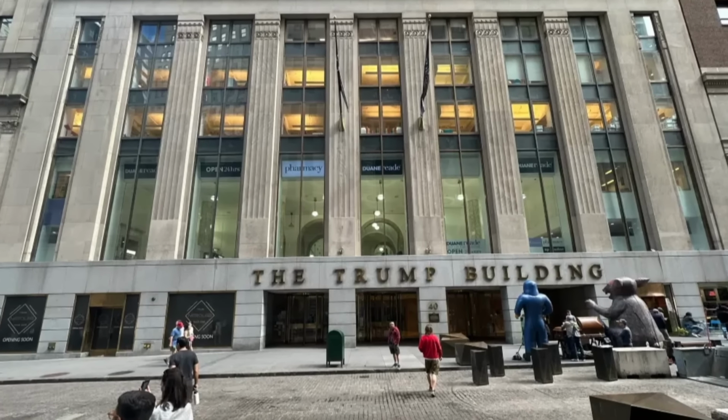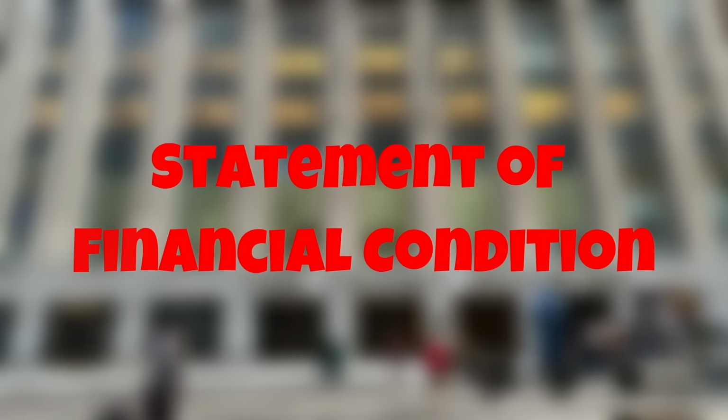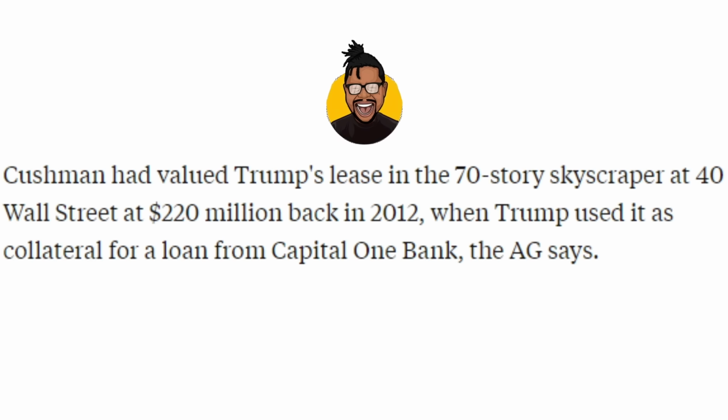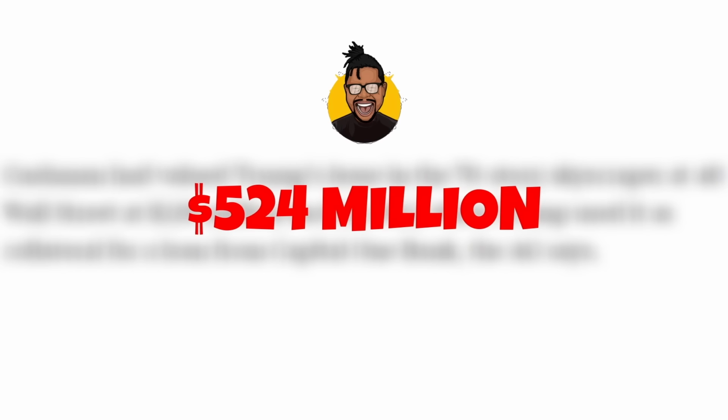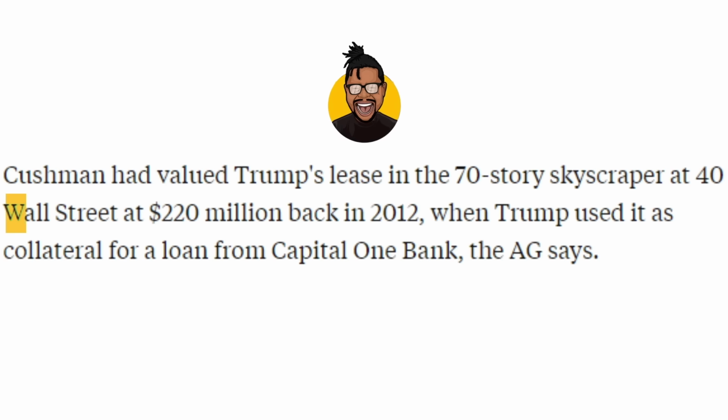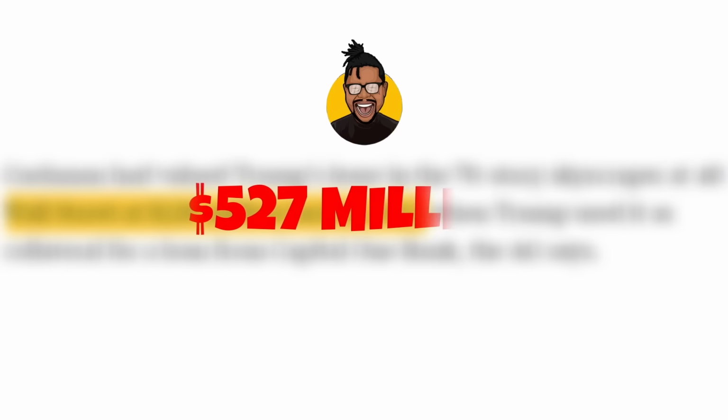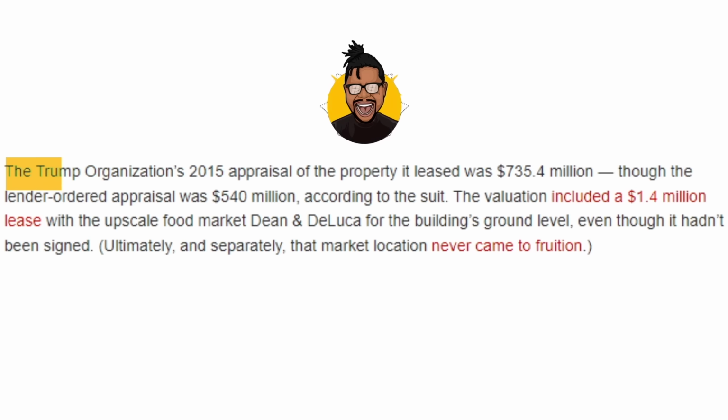So next, the court turned its attention to 40 Wall Street and the difference between the appraised value and the values listed on the statement of financial condition. For instance, the appraisal firm Cushman & Wakefield appraised the property at $200 million in 2011. But the Trump Organization, in its statement of financial condition, valued the property during that year at $524 million. The same thing happened in 2012, where the appraisal firm valued it at $220 million, while the Trump Organization, in the statement of financial condition, valued it at $527 million.